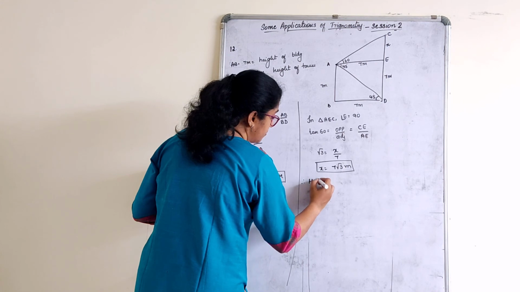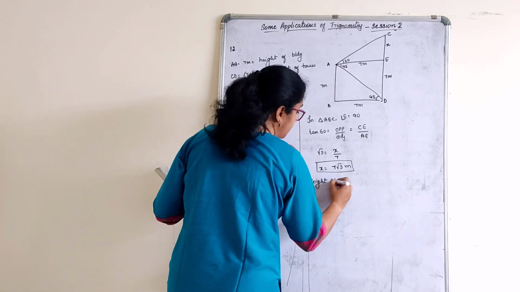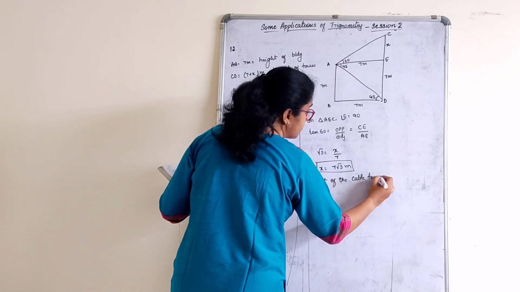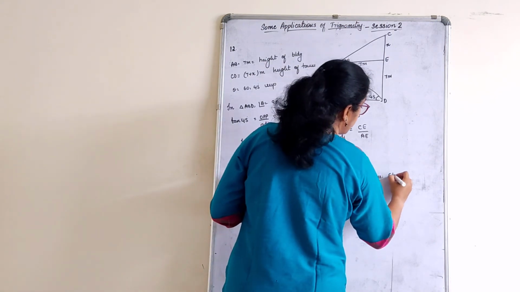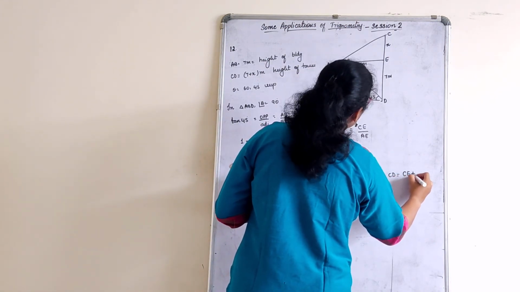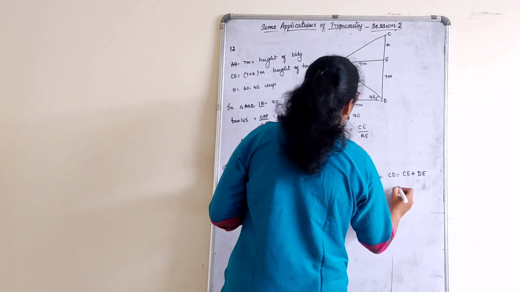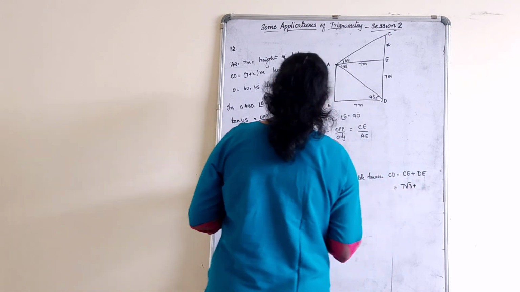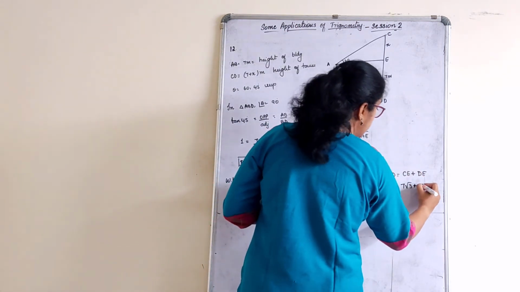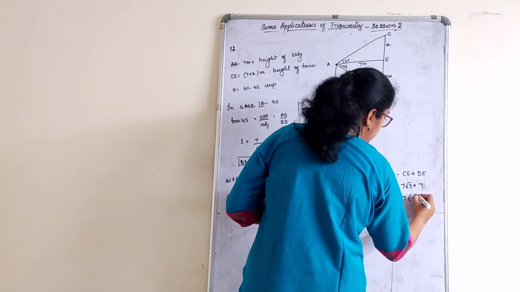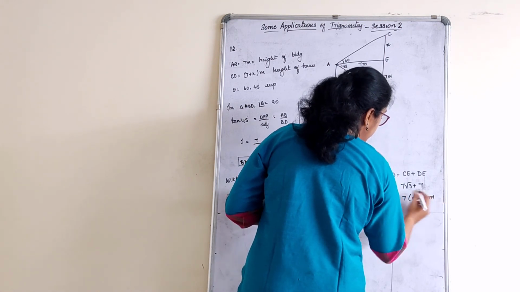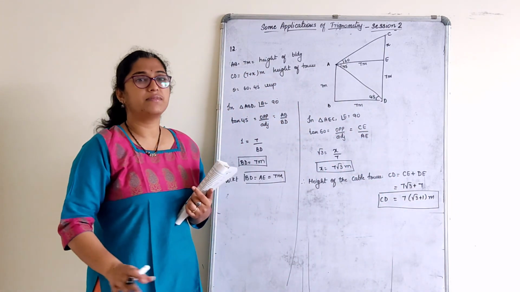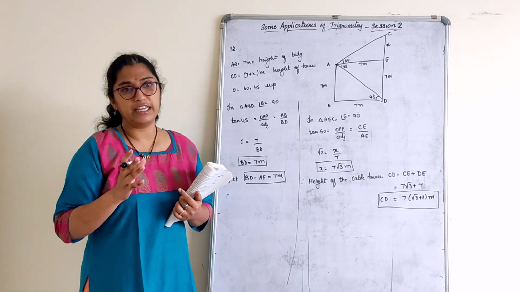Therefore, the height of the cable tower is what? CD. That is equal to CE plus DE. What is CE? X, which is 7 root 3, plus what is DE, given already as 7. What you can do? 7 common, root 3 plus 1 meter. As I have told, most of the sums are in terms of root. We just take common and we write.